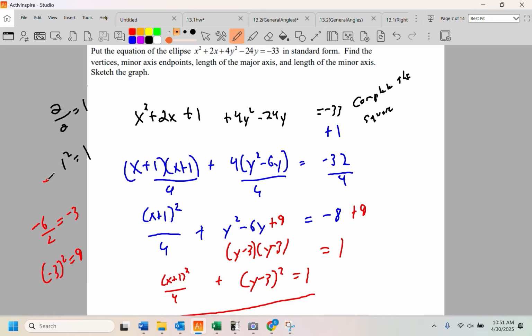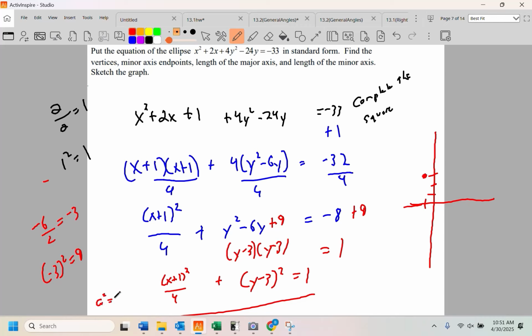Now, I'm supposed to find some things. It is in standard form. I'm supposed to find the vertices, the minor axis endpoints, the length of the major axis, and the length of the minor axis. Sketch the graph. All right, so this particular guy is centered at (-1, 3). Back 1, rise 3. Puts me right there.